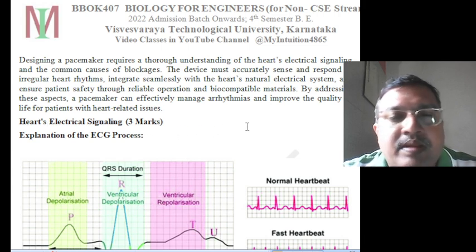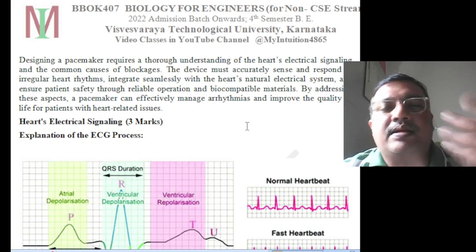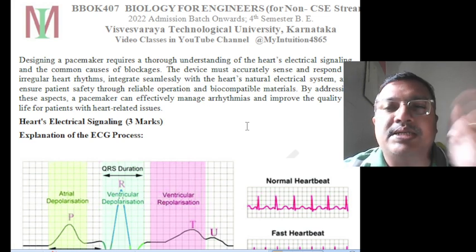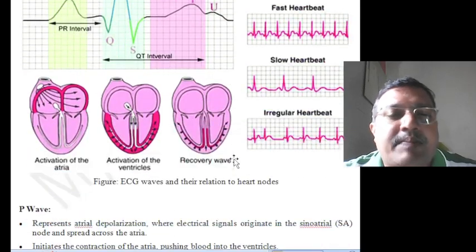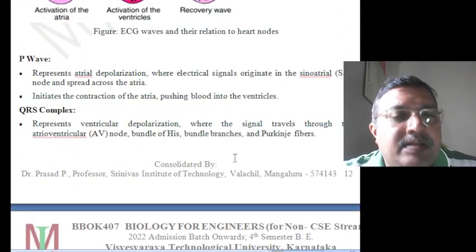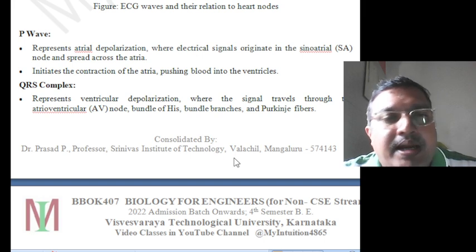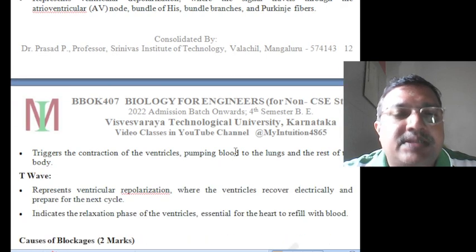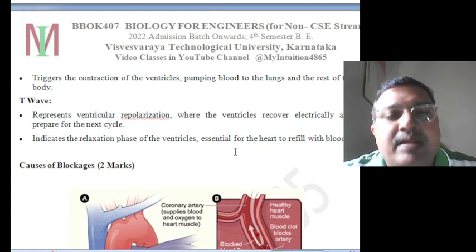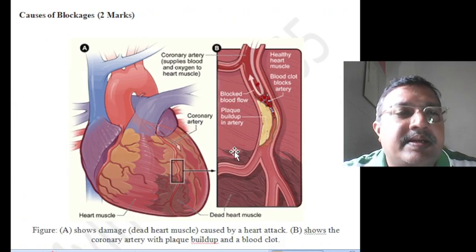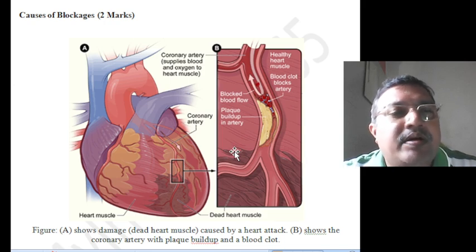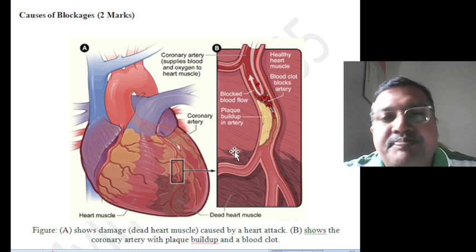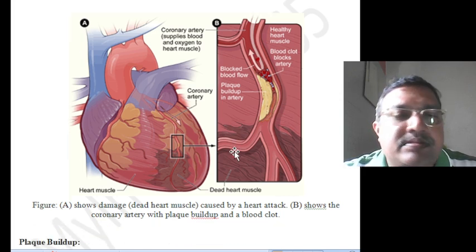Our heartbeat is connected with the ECG, and through the ECG process we can tell what is happening. That is, atrial depolarization and ventricular depolarization are explained, and even ventricular repolarization is explained with that. Now the causes of blood blockage, that is a disease.